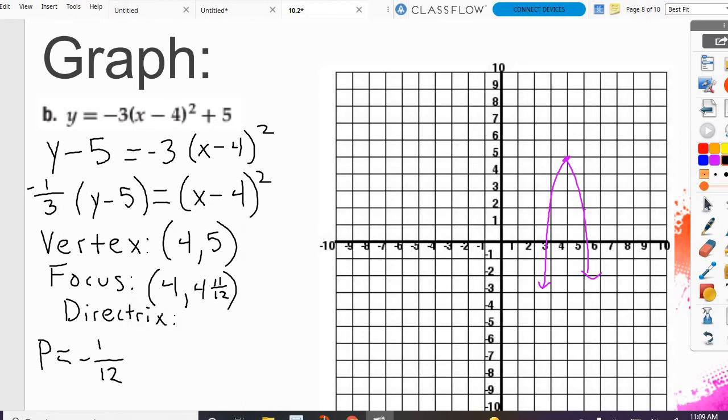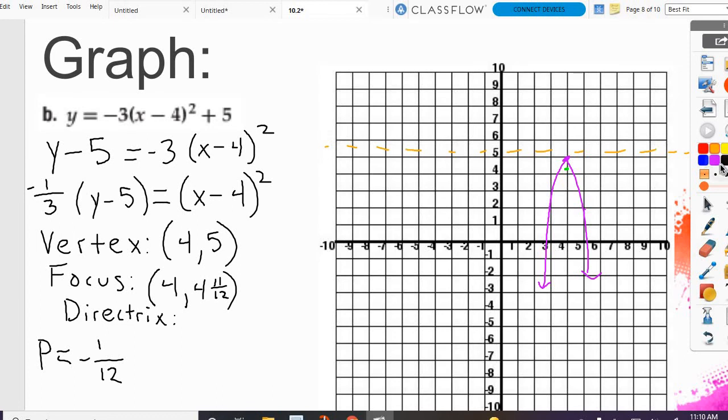So it's going to have to be above it, right? So you would actually subtract it, which ends up being addition. So let's graph that. My focus is going to be slightly below. My directrix is going to be slightly above.